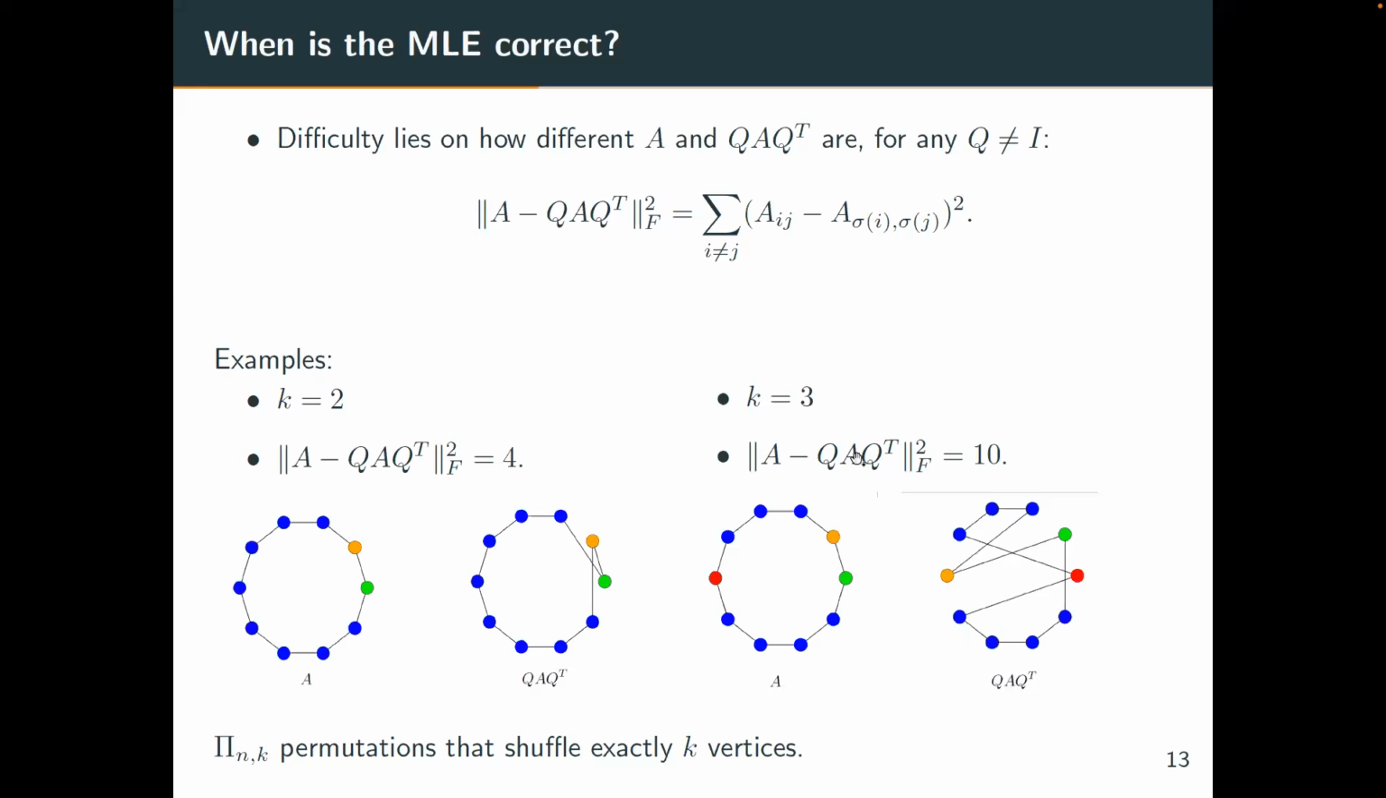So in principle, we want this number to be large, so that even if some of the edges are corrupted, we are still able to recover the correct permutation. And I'm going to denote by Pi_n,k the set of permutations that permute exactly k vertices.